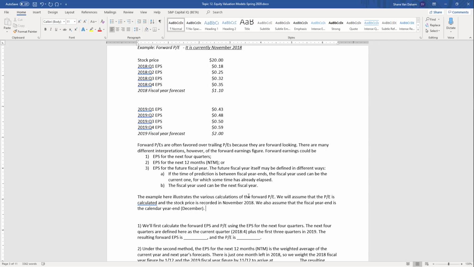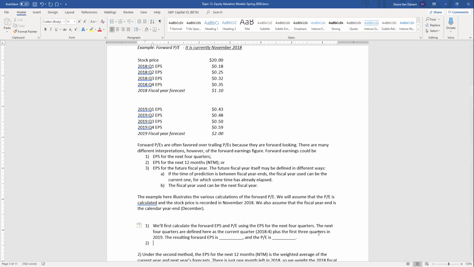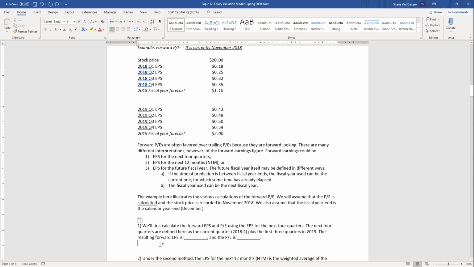So the first thing we're going to do is calculate the forward EPS and price to earnings ratio using the earnings per share for the next 4 quarters. The next 4 quarters are defined here as the current quarter, the fourth quarter of 2018, plus the first 3 quarters in 2019. So the resulting forward earnings per share is going to be the next 4 quarters. So it's going to be Q4 2018, Q1 2019, Q2 2019, and Q3 2019.